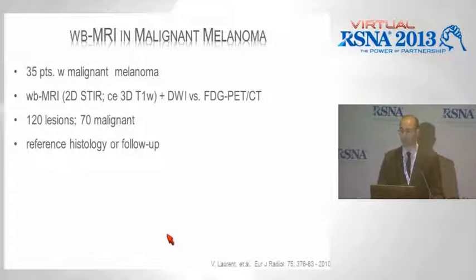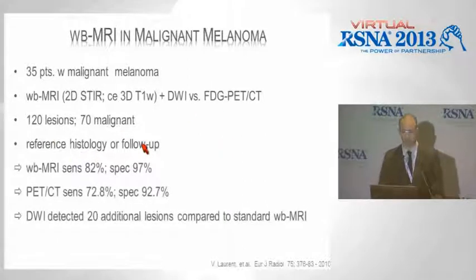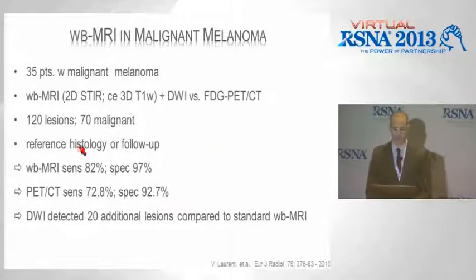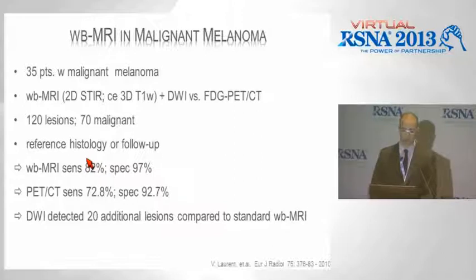Now, moving on to malignant melanoma, can you use it in that regard? You can find lesions everywhere in malignant melanoma, we know that. So they compared whole body MRI with FDG PET CT. Reference was histology or follow-up imaging. And what they found basically is that whole body MRI outperformed PET CT slightly.